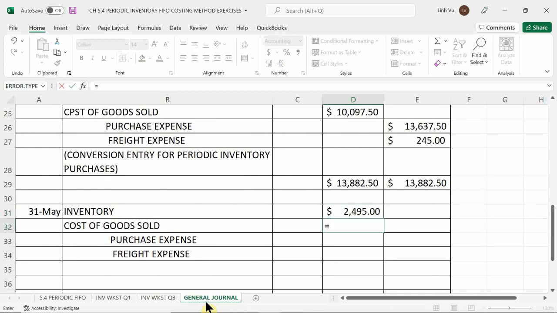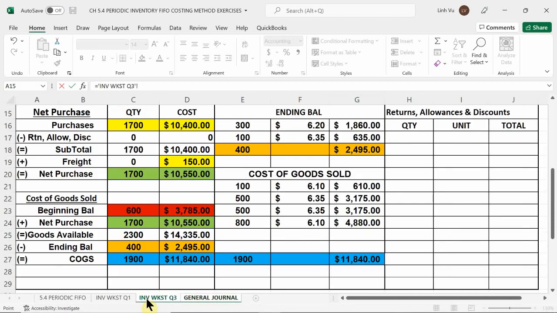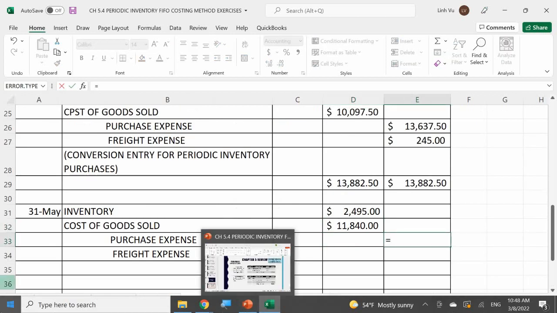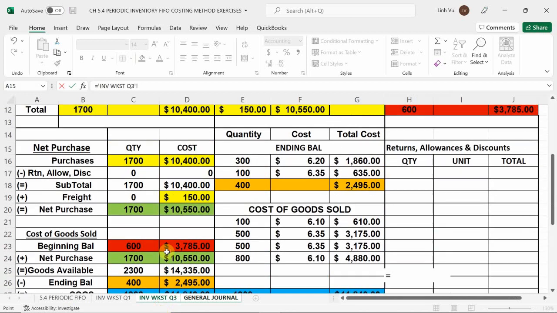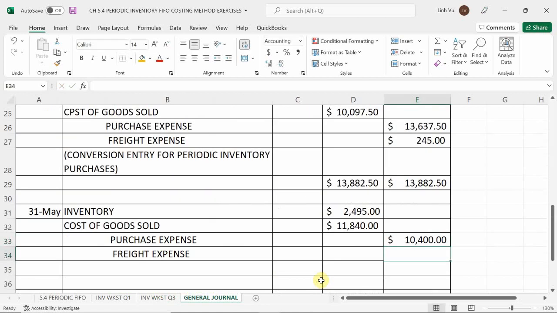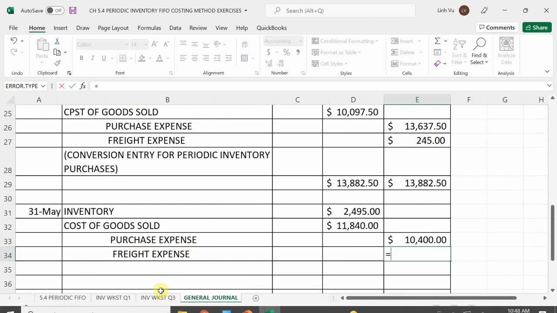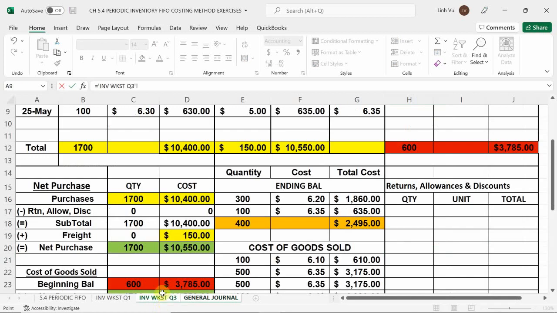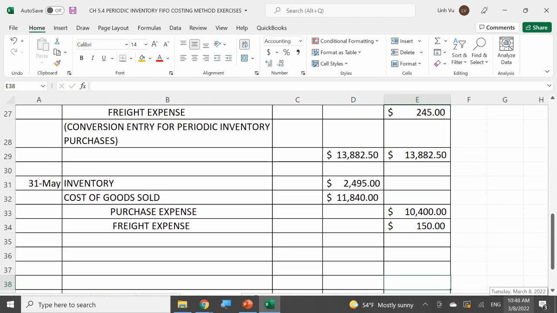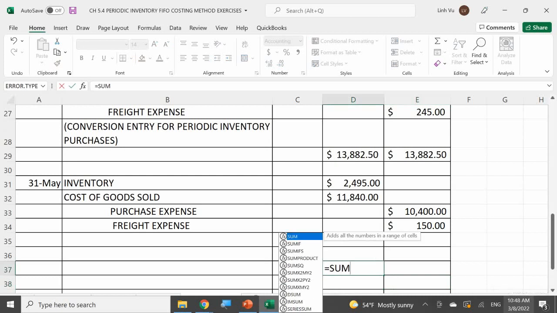What is my total cost of goods sold? 11,840. Good. Okay? What was my total purchases, my purchase price? 10,400. How much was my total freight? 150. Good.